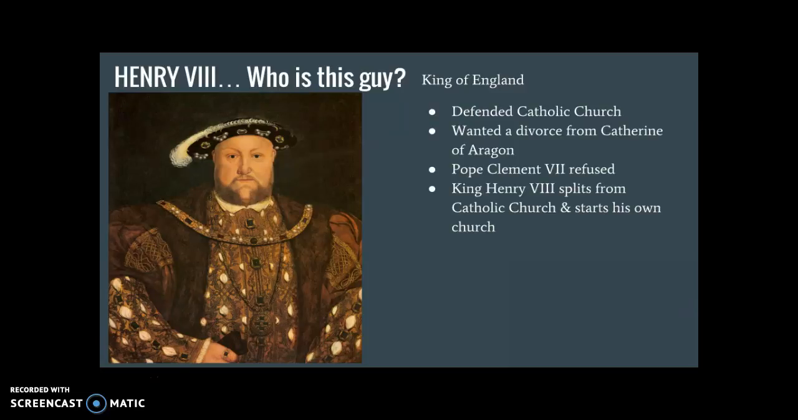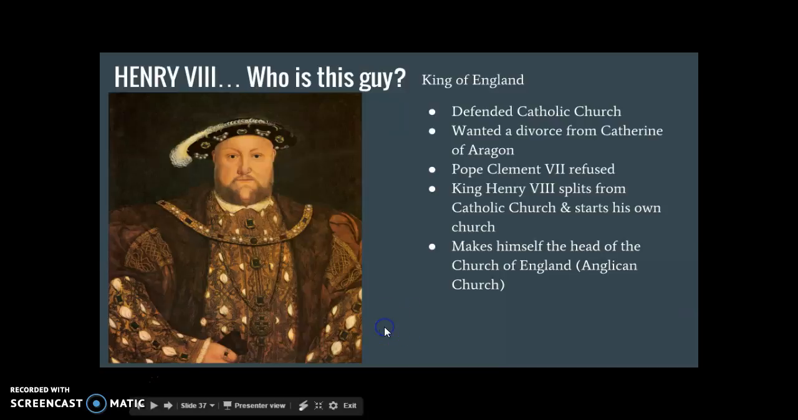Because it is not a Catholic church, it has split from Rome and from the Catholic Church. It is a Protestant church. And of course, Henry VIII is going to make himself the head of the church. So he says that he is in control and that he's running the show. Now that he's the head of the church, he's able to go ahead and grant himself a divorce. And he goes on to marry Anne Boleyn, who eventually gives him a son named Edward.